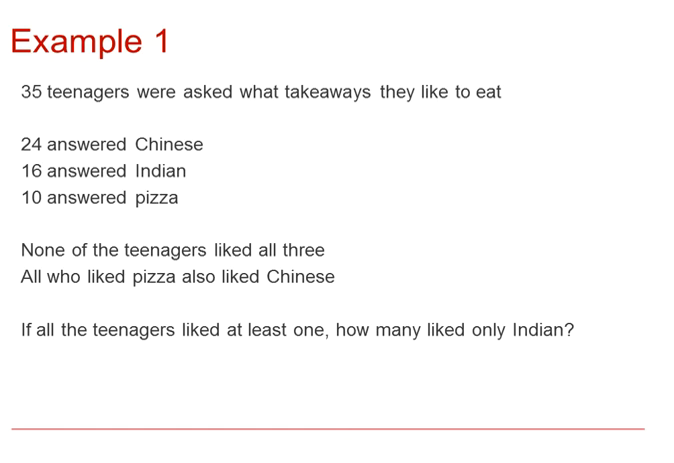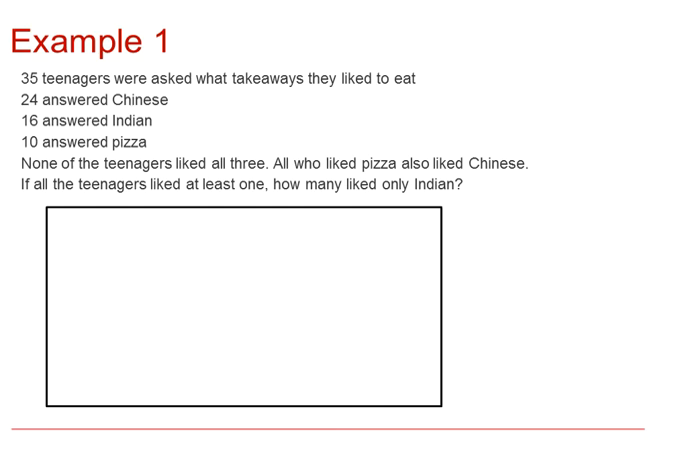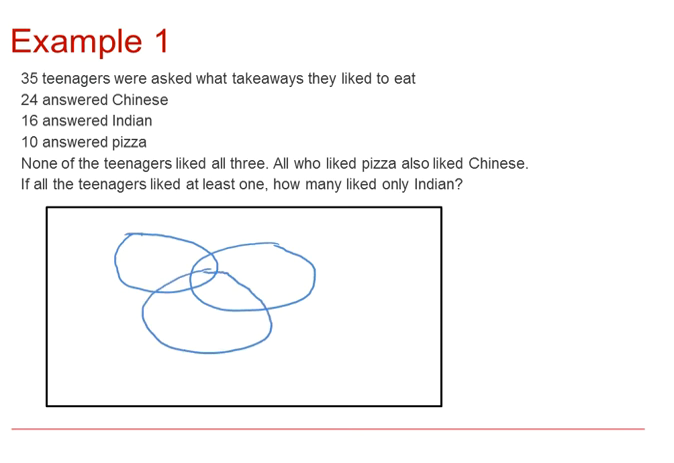This is a suitable question to solve with the aid of a Venn diagram. We could draw the pizza as a subset of the Chinese, but another way of doing it is to draw 3 subsets for those who like Chinese, those who like pizza, and those who like Indian. We know that in total we have 35. We know that nobody liked all 3, so that would be a 0 there.